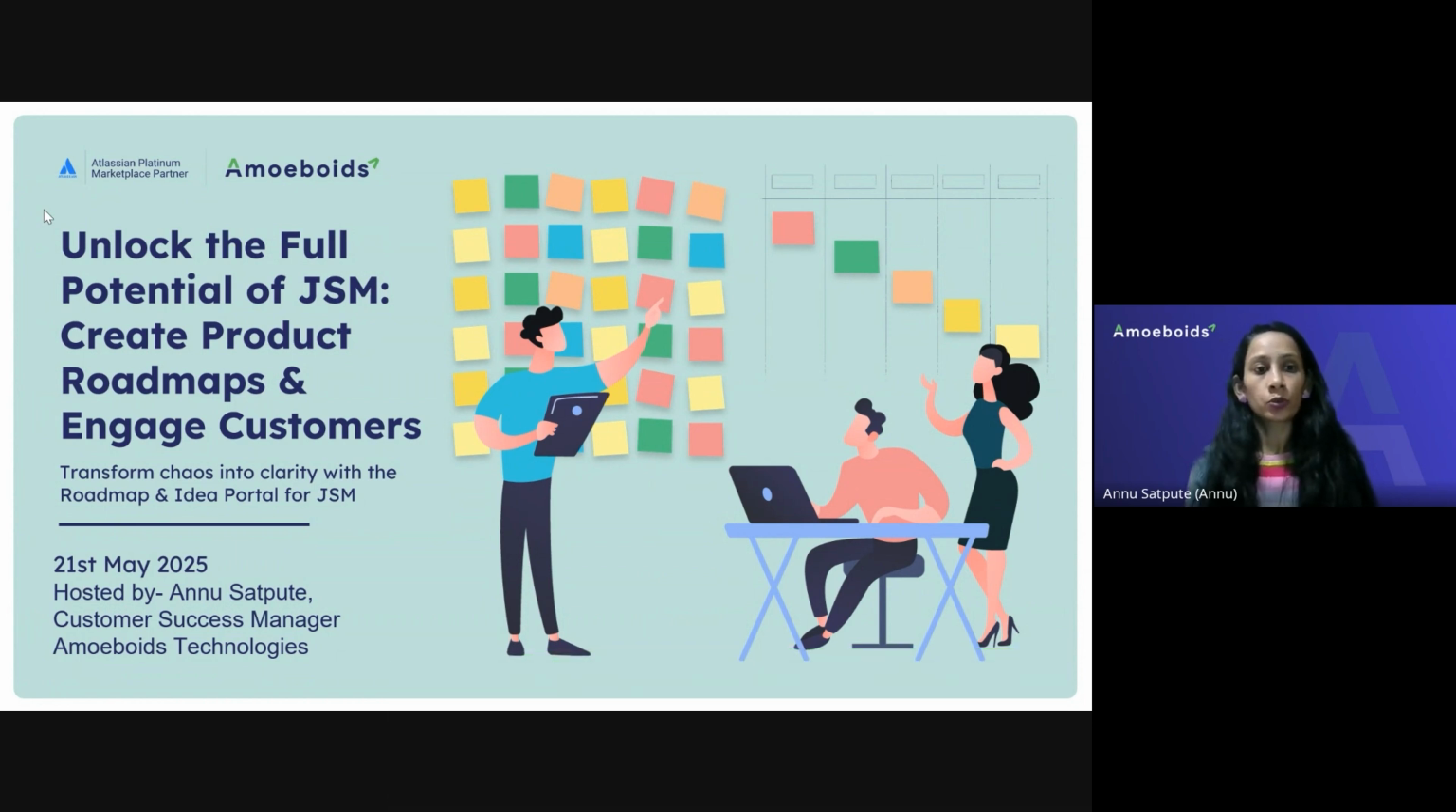Today we are going to talk about how you can transform chaos into clarity with the help of Roadmap and Idea Portal for JSM, the app that will help you to manage your roadmap, manage your ideas coming on JSM from your customers or other stakeholders, and create a complete transparency of your product roadmap.